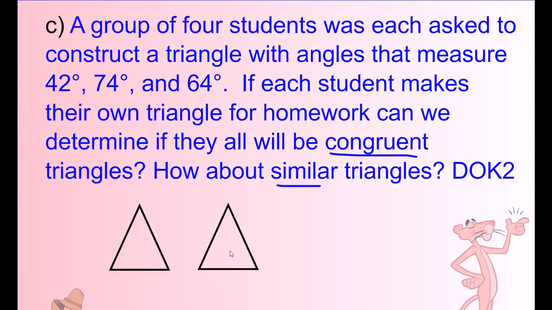I don't believe they would, because there's nothing here that says that the side lengths have to be the same. All it says is the angles have to be the same. So this triangle, if I shrink it down, it's still similar. The angles would all be the same, but the side lengths would be different. So no, they would not have to be congruent.